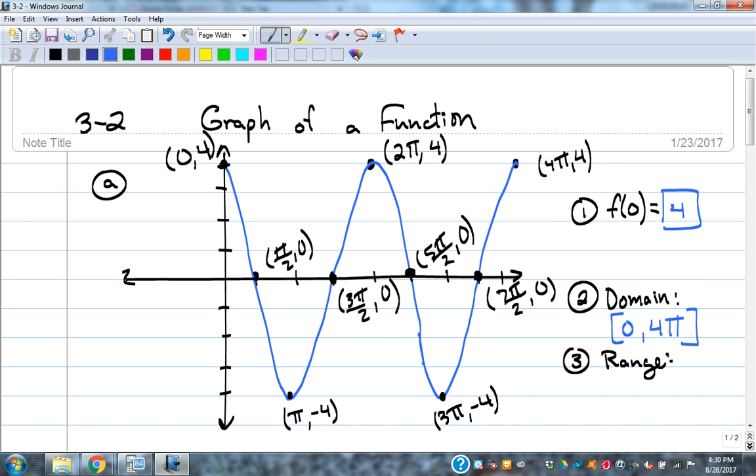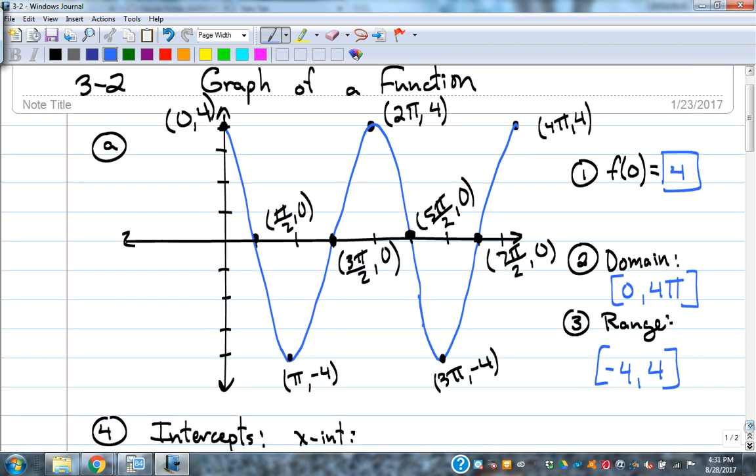The range, since domain dealt with x values, range obviously deals with y values. What's the lowest y value? -4. The highest y value? +4. Okay? It's repeated several times, but that really doesn't matter. It's still a range from -4 to +4. And we got that going on. So we found a value for y when we get an x value. We got the domain, we got the range.